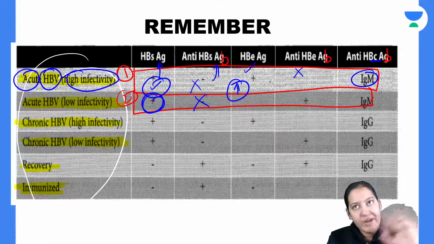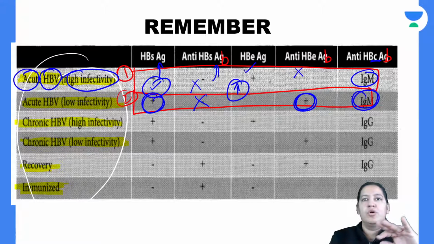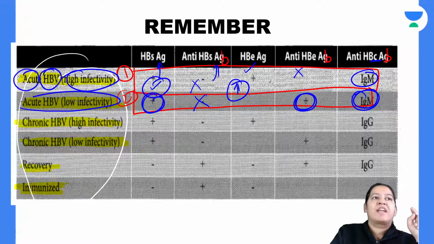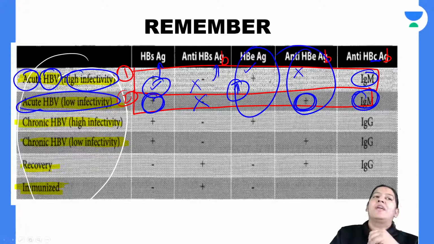It is of low infectivity because anti-HBe antibodies are there and it is acute. So acute HBV of low infectivity, because instead of HBe antigen, we are having HBe antibody. Give me a thumbs up.